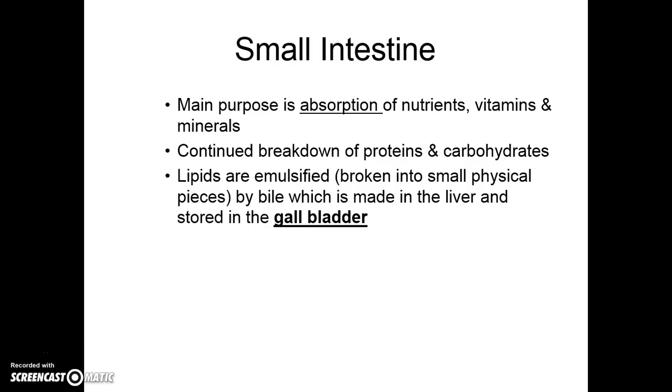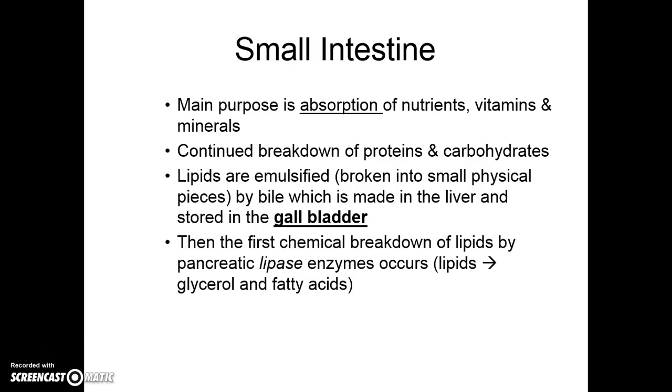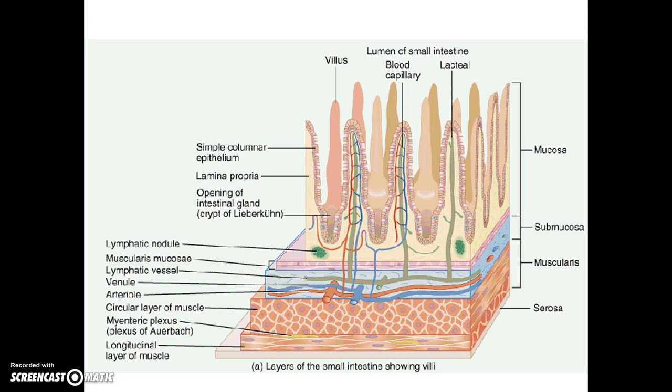Why do we need it in small chunks? Well, the enzymes that break down lipids chemically can only work on one side, so you break it down so that they have more access to the surface area. So the bile gets stored in the gallbladder, as we mentioned before. Lipase, notice all these enzymes end in ase, and so usually they're named for what they're involved in. So lipase breaks down lipids into glycerol and fatty acids.